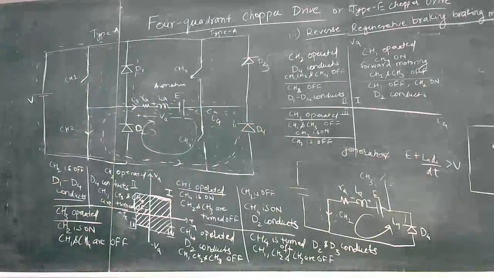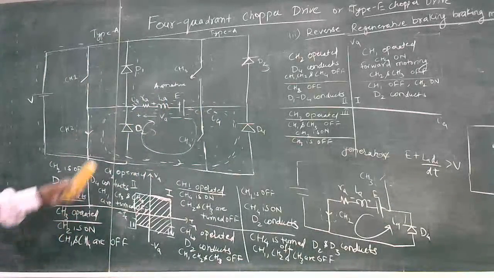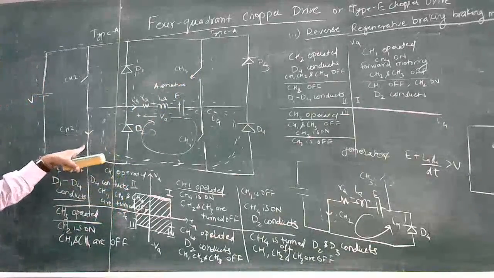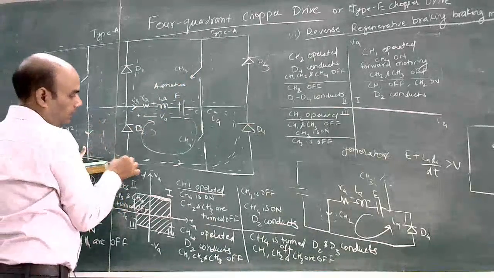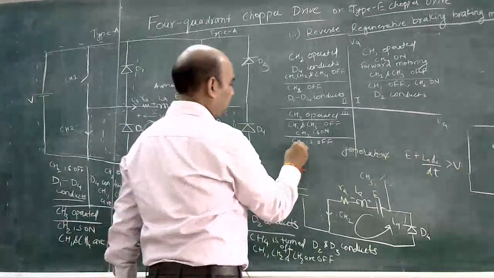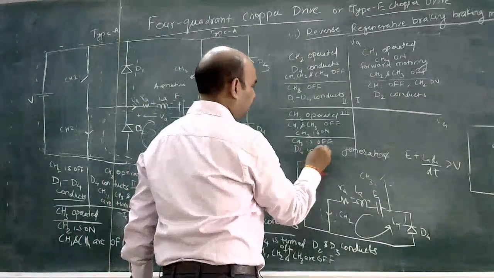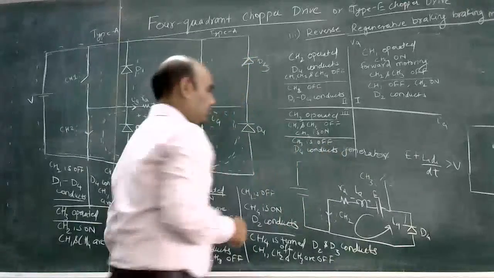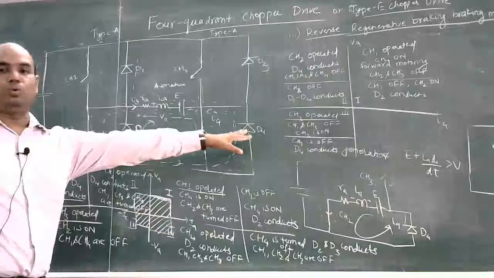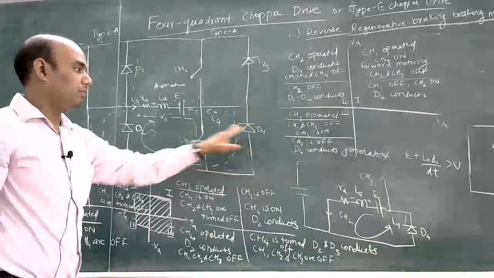So when CH3 is turned off and CH2 is on, the current will flow through this D4. So D4 starts conducting. The energy stored in this armature will get discharged through the freewheeling diode.